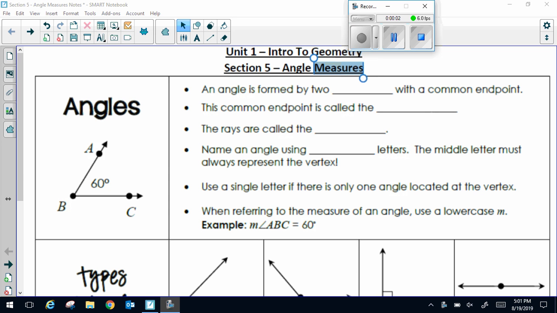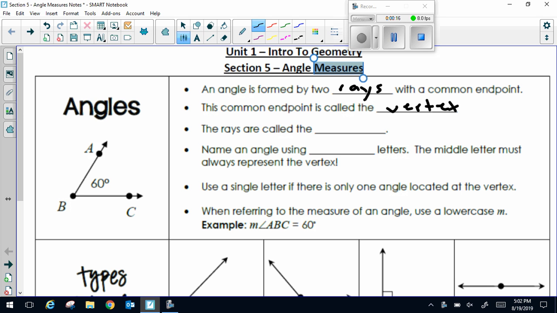All right, so let's go ahead and get started talking about angles. An angle is formed by two rays that share a common endpoint. The common endpoint is called the vertex. Over here in our diagram, this point right here where these two rays meet, that's my vertex. The two rays are called the sides.